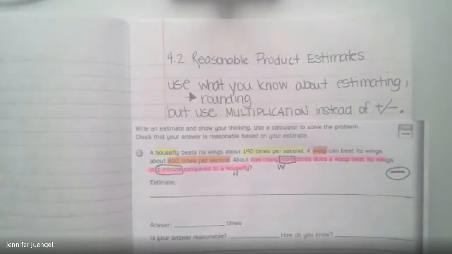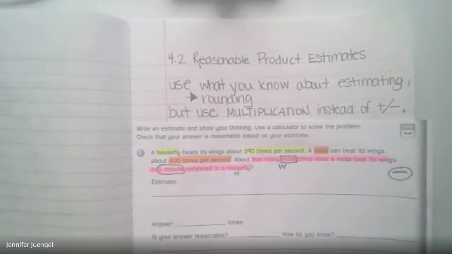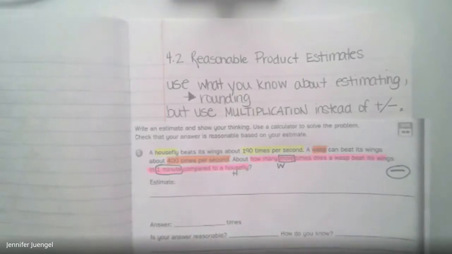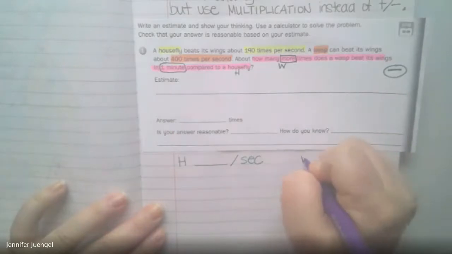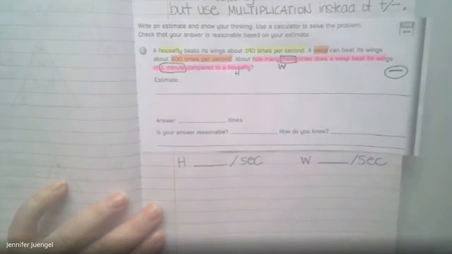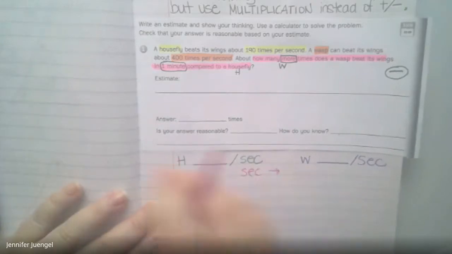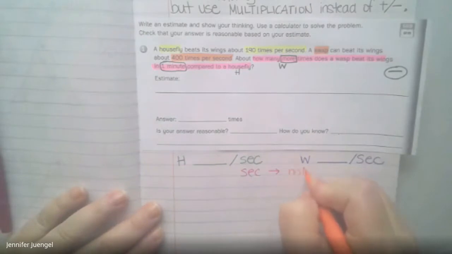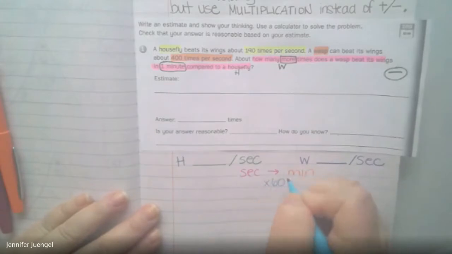I want to keep track that a housefly beats its wings something per second. I'm going to have to do some rounding here in a second. And the wasp is going to beat its wings so many times per second. And I also need to remember that to go from seconds to minutes, I need to do some work. And I remember that when I did that, I had to multiply by 60.